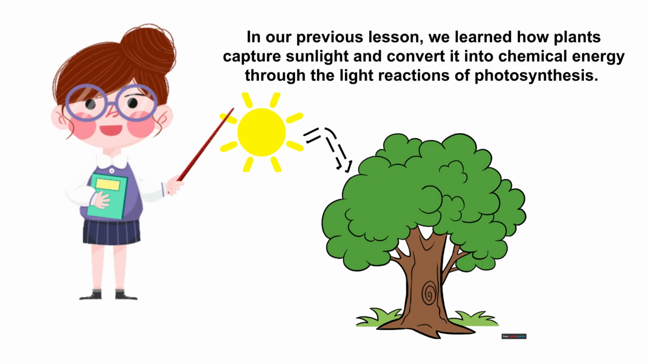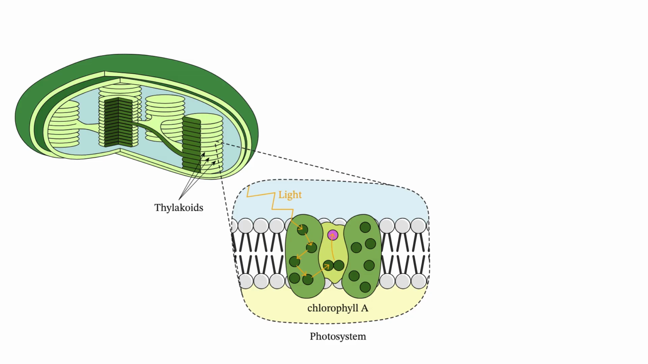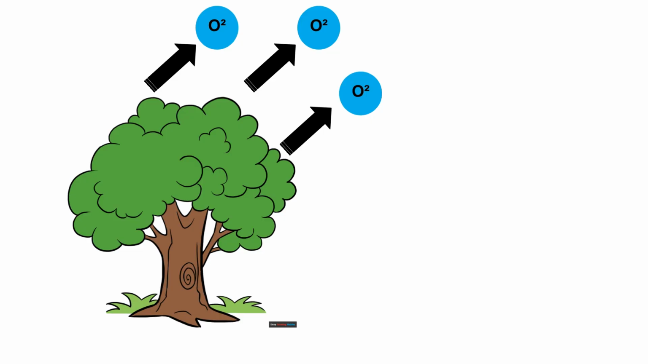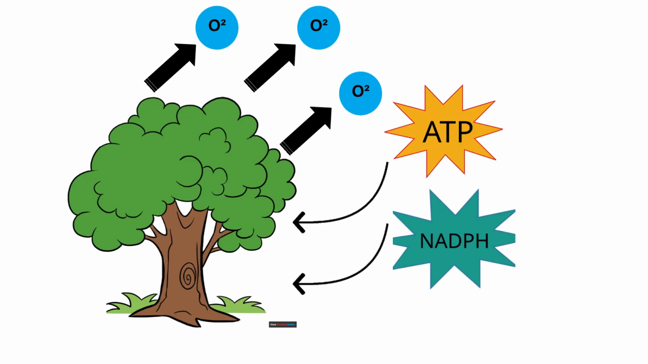In our previous lesson, we learned how plants capture sunlight and convert it into chemical energy through the light reactions of photosynthesis. We discovered that these reactions occur in the thylakoid membranes, where water molecules are split into oxygen and hydrogen ions. Oxygen is released, and energy-rich molecules like ATP and NADPH are produced.